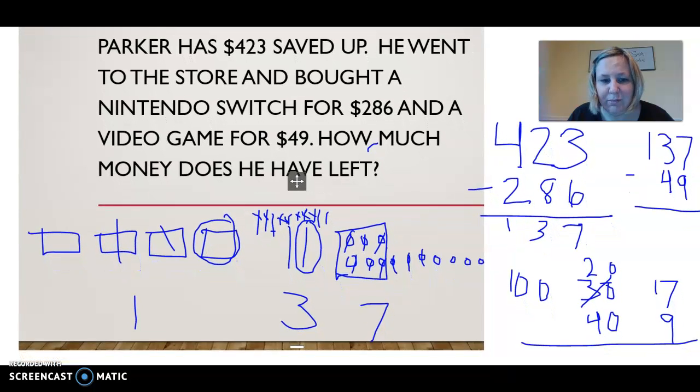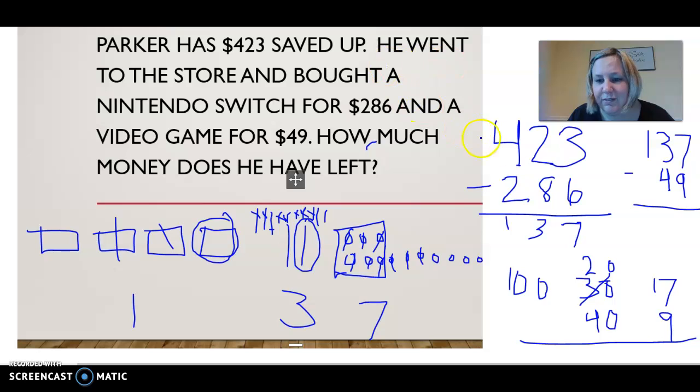And just one second, let me move this down so y'all can see. 17 minus 9 equals what, guys? That's right, equals 8. Then I have 20 minus 40. Oh, can't do that. So I'm going to break apart that 100, and now I have 120 minus 40, which equals 80. So my answer is that he has $88 left.